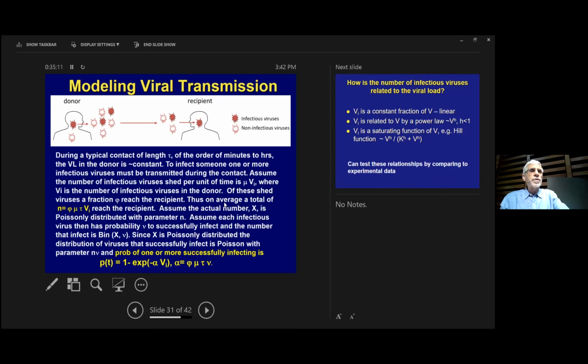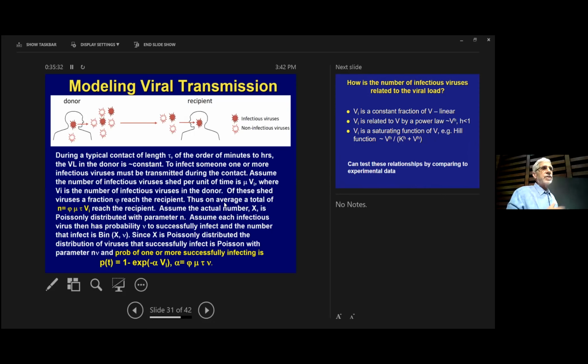Now, the next thing that interested us and that interests everybody is, can we relate the amount of virus in the upper respiratory tract to the probability that a person will transmit the virus and infect someone else? So we came up with a toy model of virus transmission. So what we're going to say is the donor, somebody's infected.